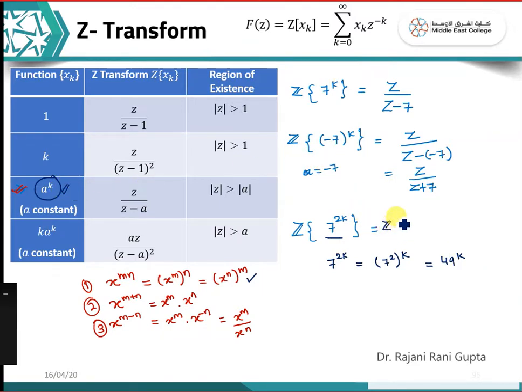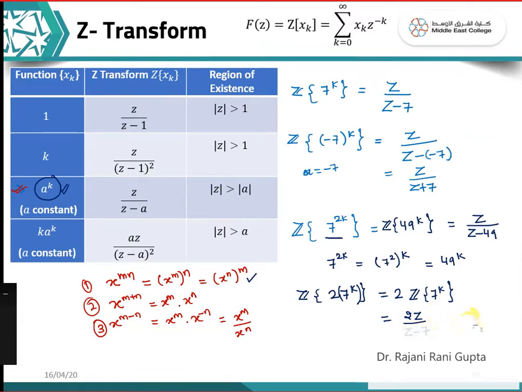So this gives you z transform of 49 to the power k. In place of a, now we have z over z minus 49. Now this is different than the question z transform of 2 times 7 power k, 2 multiplied by 7 power k. In this case 2 is a scalar, we take it outside, multiplied with 7 to the power k. So this gives you 2z over z minus 7. Okay, so this is the difference between these two questions.